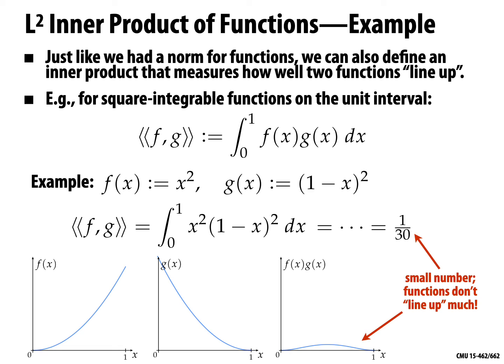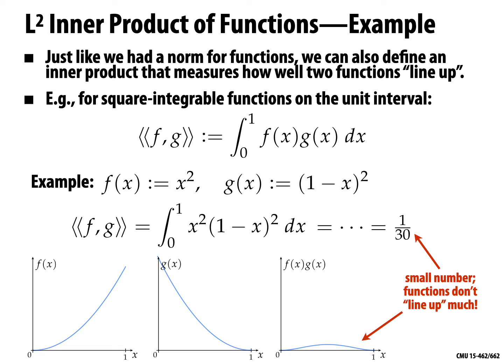What do you mean, functions pointing in a direction? Well, conceptually, we're thinking of these functions as arrows in some space, which, by the way, happens to be infinite dimensional. Okay, there's a value for every value of x. And these vectors are pointing in different directions, so their inner product is pretty small.